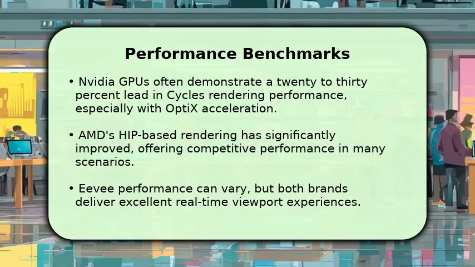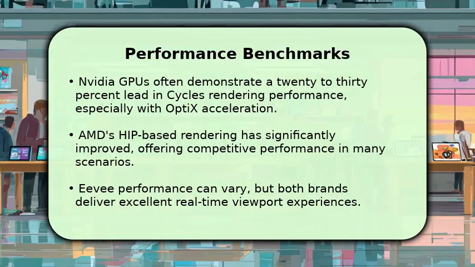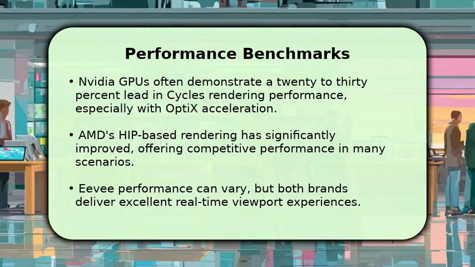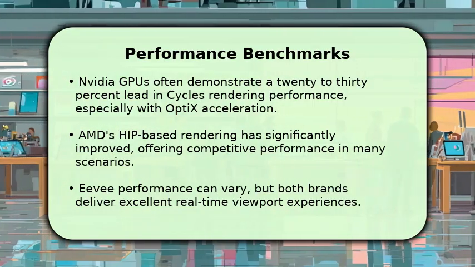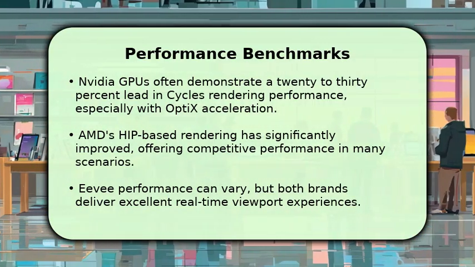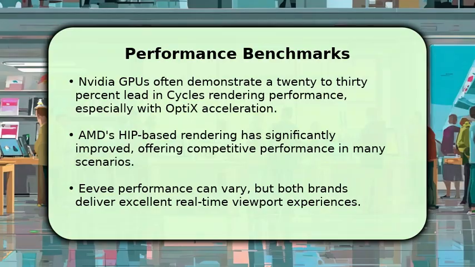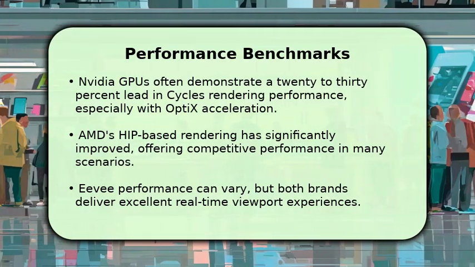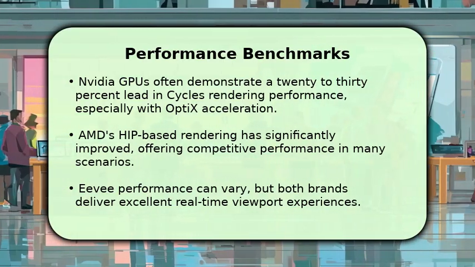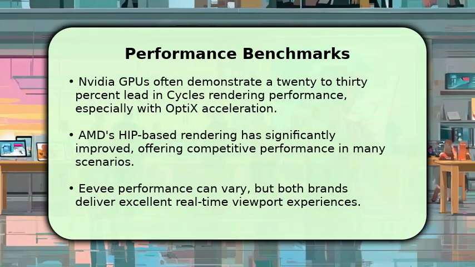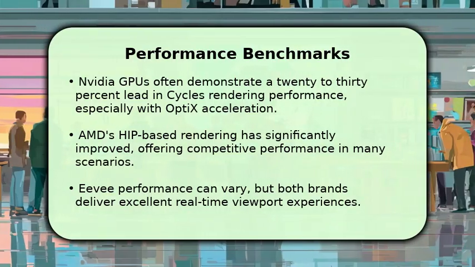When it comes to raw rendering power, NVIDIA has historically held an edge, particularly in Cycles with its dedicated RT cores and OptiX acceleration, often showing a 20 to 30% lead in complex scenes. However, AMD's recent advancements with HIP have closed the gap considerably, making them a strong contender. For real-time rendering in Eevee, both companies offer robust solutions, providing smooth viewport navigation and quick previews. Your choice here might depend heavily on the specific rendering engine you utilize most frequently.